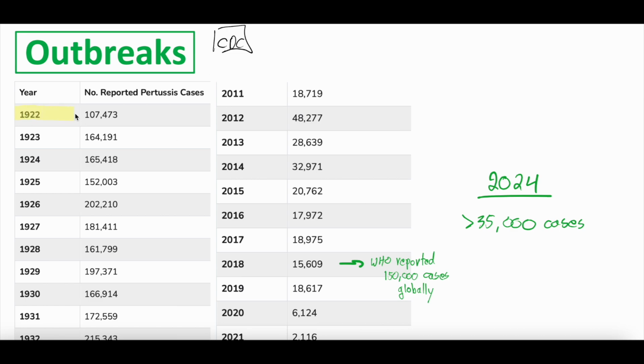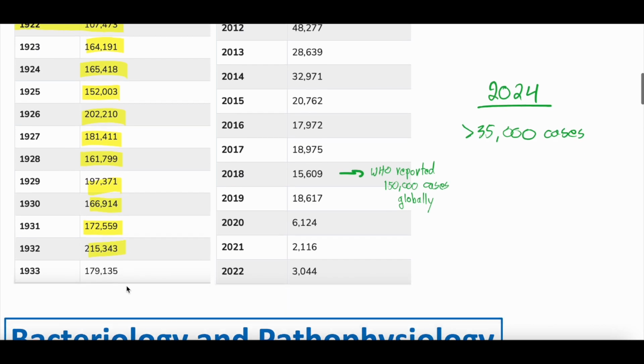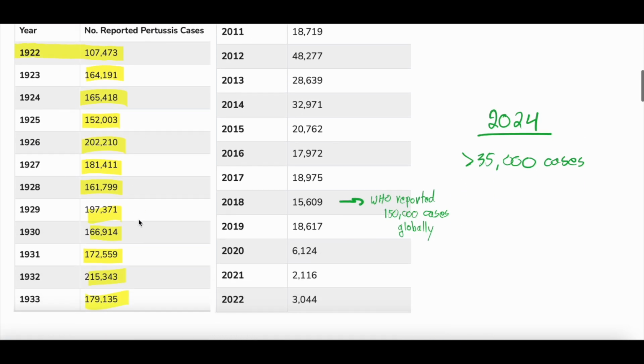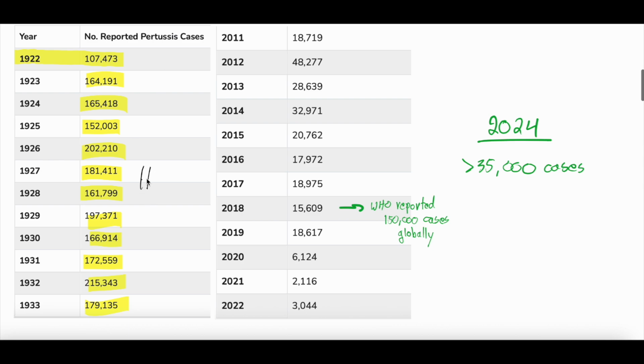So the first year they reported on it was 1922, and there were 107,000 cases of pertussis in the United States alone in 1922. And you can say every year thereafter, there are hundreds of thousands of cases, and it stayed this way for decades, right? This is 1933. We cut out a lot. This goes to 2011 because a lot of these years, just hundreds of thousands of cases of pertussis.